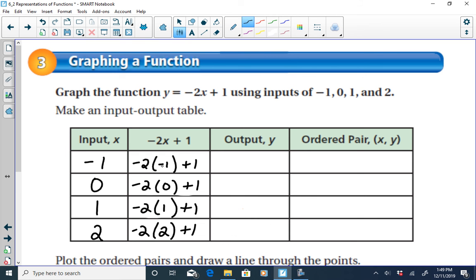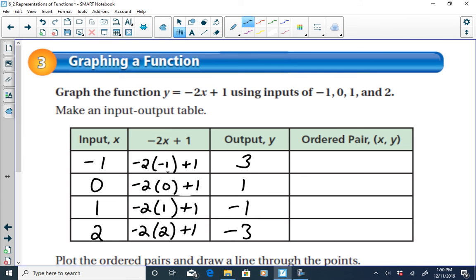Negative times negative is positive, so that's positive 2. Positive 2 plus 1, the output's going to be 3. That's 0. 0 plus 1, our output's 1. This is negative 2 times 1 is negative 2. Negative 2 plus 1 is negative 1. Negative 2 times 2 is negative 4. Negative 4 plus 1 is going to be negative 3.